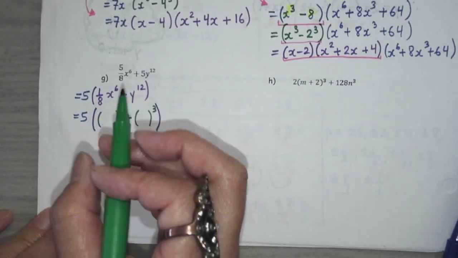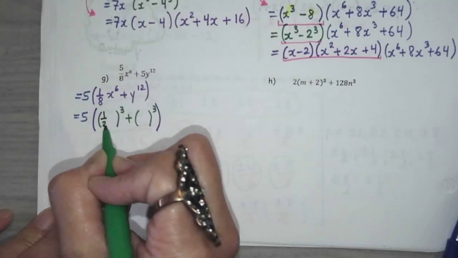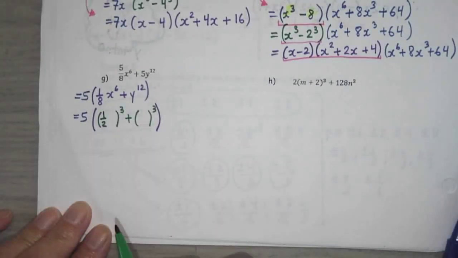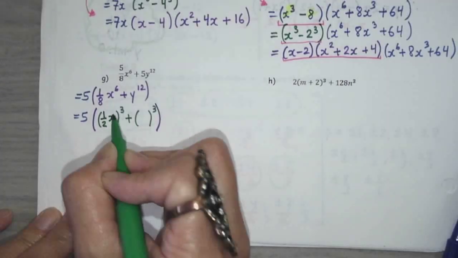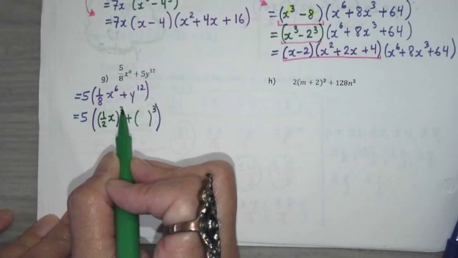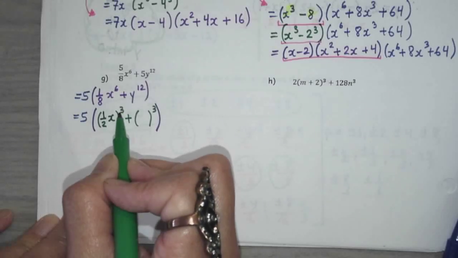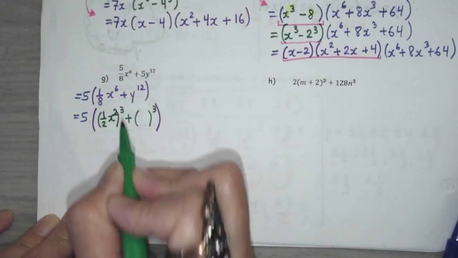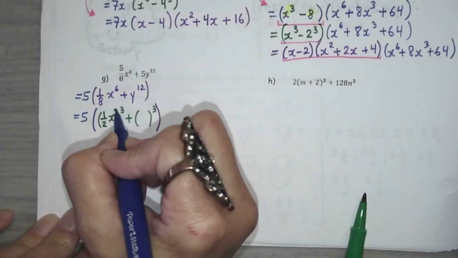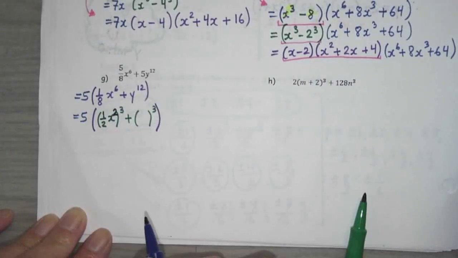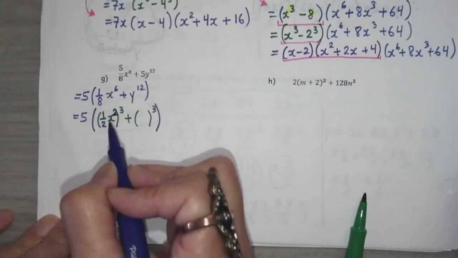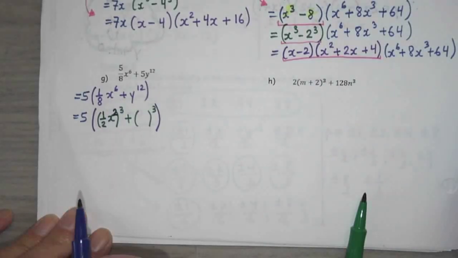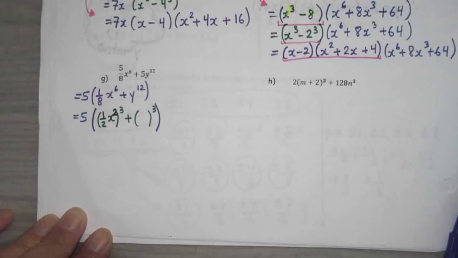For the 1/8, it's 1 over 2, right? 2 times 2 times 2 is 8. For the x to the 6, when you're doing to the 3 there, it's going to be x squared. Think of it backwards: 2 times 3 is 6. That's x squared.